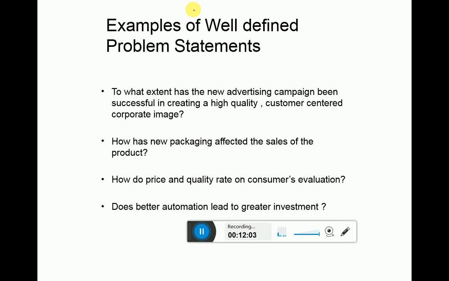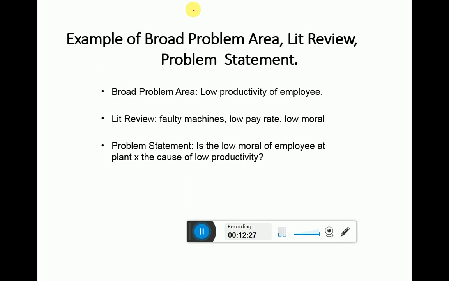Some well-defined problem statements from a book: To what extent has the new advertising campaign been successful in creating a high quality, customer-centered corporate image? How has new packaging affected the sales of the product? How do price and quality rate on consumers' evaluation? Does better automation lead to greater investment or not? All these well-defined problem statements I have taken from the book.